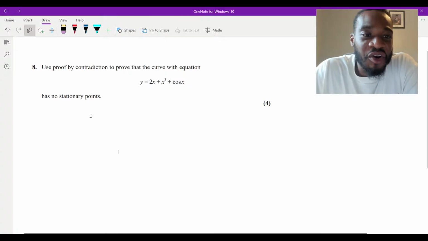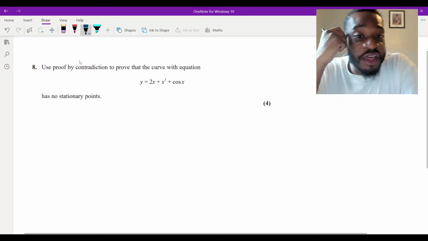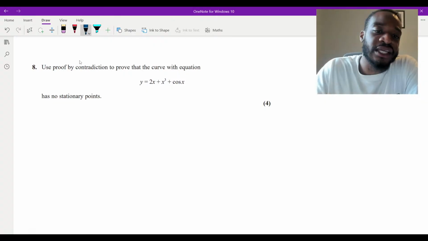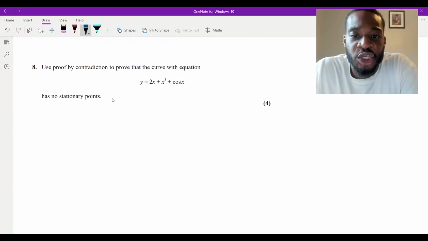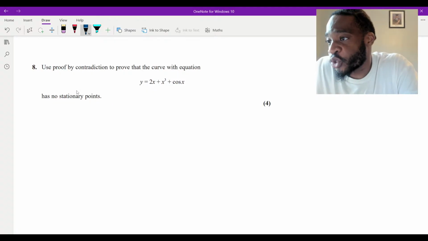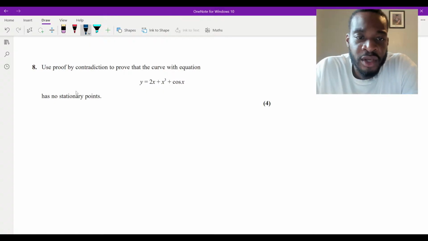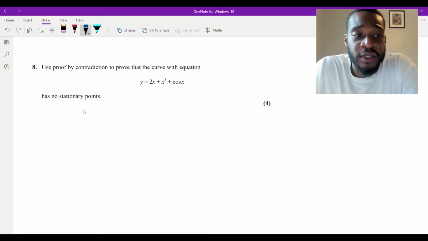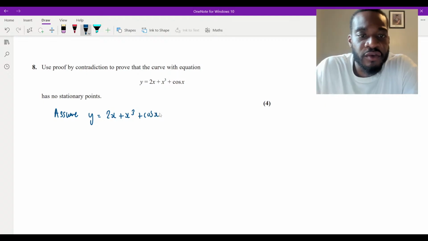Okay, so let's have a go at this one. It says you've proved by contradiction to prove that the curve of equation y equals 2x plus x cubed plus cos x has no stationary point. So remember, your first mark with proof by contradiction is you assume the opposite. So you assume that it does have stationary points. Step one, you're going to say assume y equals 2x plus x cubed plus cos x has stationary points. That will give you 1 mark. Always state your assumption. Assume the opposite.